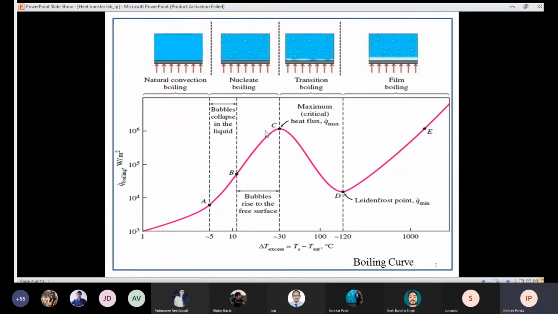Now, this region of transition boiling is some sort of metastable region. Experimentally, it may not be possible to really always traverse this part and reach this point. But many times what you would see in the experiment is that you will directly jump to the point closer to E. It's hard to see this curve usually.